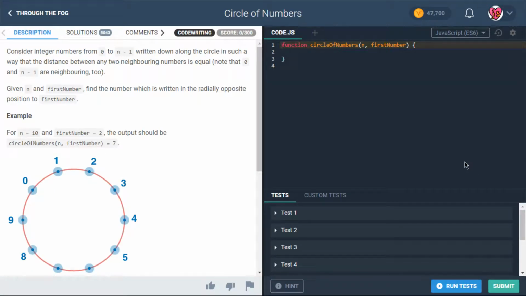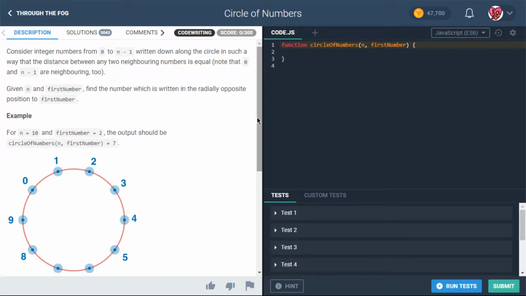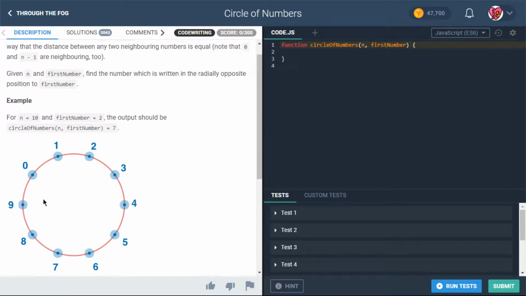All right, so basically the idea is just like with a lot of these challenges, a picture's worth 1,000 words. It's very nice to see this picture here. So basically the idea is that we're given integer numbers from 0 to n minus 1, where n is a number supplied in the problem, and it's always going to be an even number. The numbers are written along a circle in an increasing way. The distance between any two neighboring numbers is equal, so they're evenly distributed along the circle.